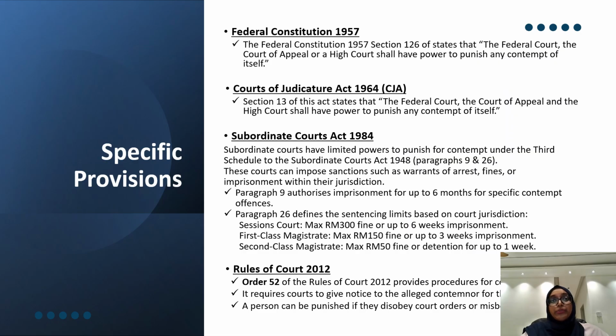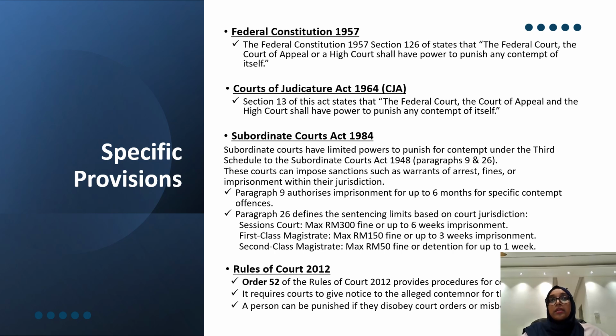When we look into the specific provisions of these acts, the Federal Constitution 1957 in its Article 126 states that the Federal Court, the Court of Appeal, or a High Court shall have the power to punish any contempt of itself, while the Courts of Judicature Act 1964, section 13 of this act states that the Federal Court and the Court of Appeal and the High Court shall have the power to punish any contempt of itself.